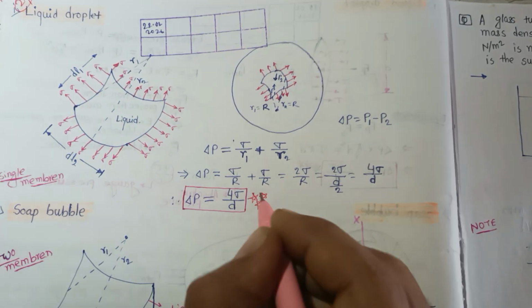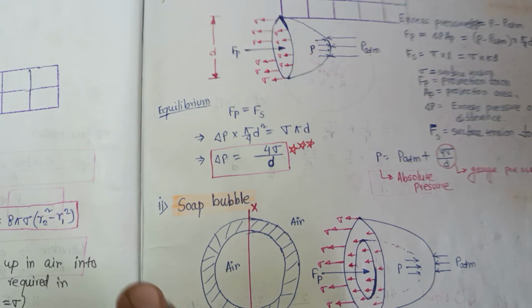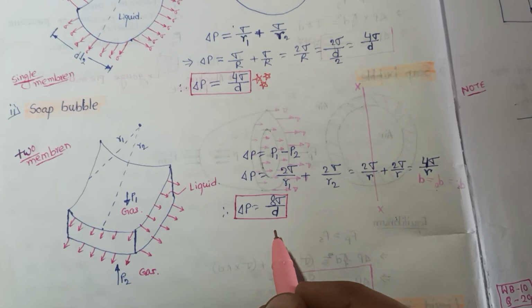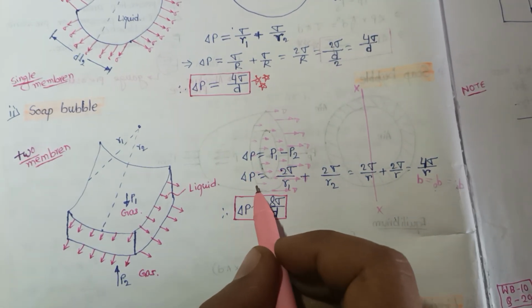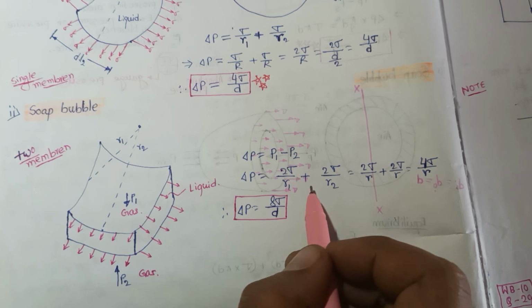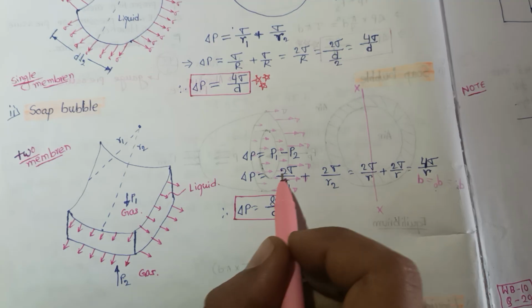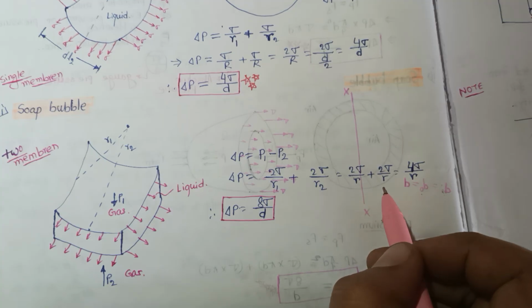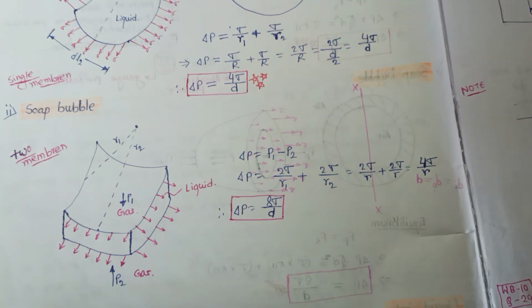The same formula applies like this. For a soap bubble we calculate that delta P is equal to 8 sigma by d, but the only difference is that delta P is P1 minus P2. So delta P is equal to 2 sigma by r1 plus 2 sigma by r2, with the 2 sigma because of the 2 layers. So 2 sigma by r plus 2 sigma by r is 4 sigma by r. So delta P is equal to 8 sigma by d.